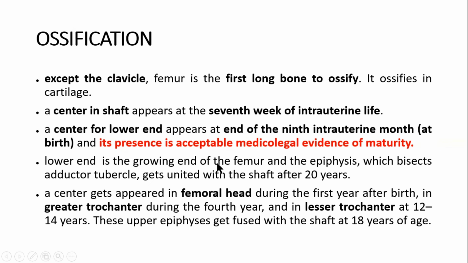Lower end is the growing end of the femur, and the epiphysis gets united with the shaft after 20 years. A center appears in the femoral head during the first year after birth, in the greater trochanter during the 4th year, and in the lesser trochanter at 12 to 14 years. These upper epiphyses get fused with the shaft at 18 years of age.